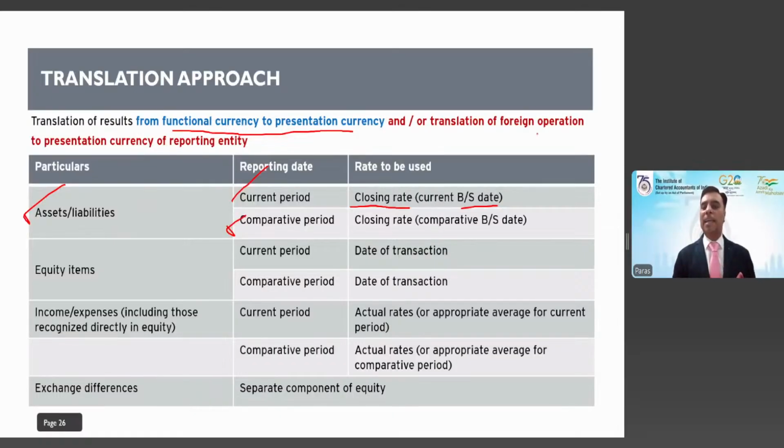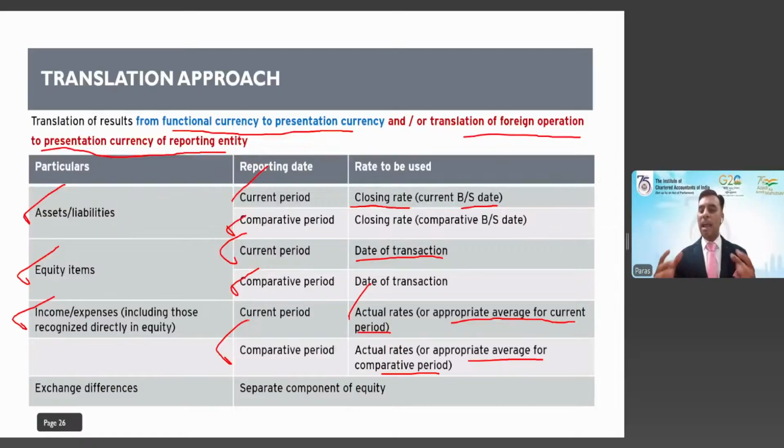Similar provisions will apply in case of translation of a foreign operation's financial statements to the presentation currency of the reporting entity, right? Second, equity items are required to be recorded at the date of transaction only, for the current period and for the comparative period as well. In case of income and expenditure, you need to consider either the actual rate or an appropriate average rate for the current period, and similarly for the comparative period. If you want to go for actual rates, you are free to do so. If you want to apply the average rate of that particular period, you are free to do so. But let me clarify once again, there should not be significant fluctuation in those rates, right?